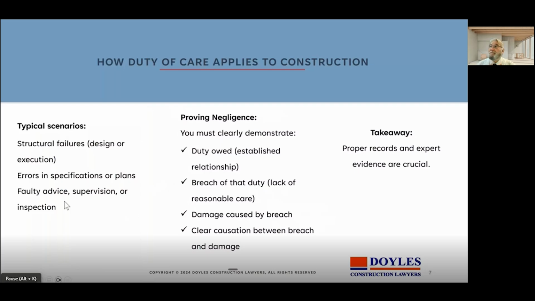Looking at construction, you've got structural failures, design or execution, errors in plans or specification, faulty advice, supervision or inspection. And to prove negligence, you must show there's a duty owed. So you might not have a duty for the quality of work to another subcontractor who's working on another area of the site, but you might have a duty to your head contractor or to the principal who are in a legally more proximate and close relationship with you.